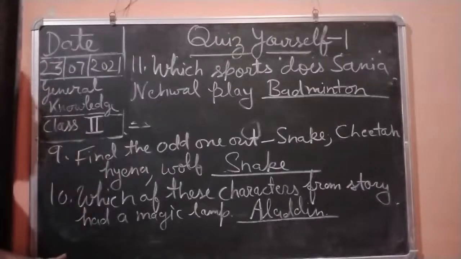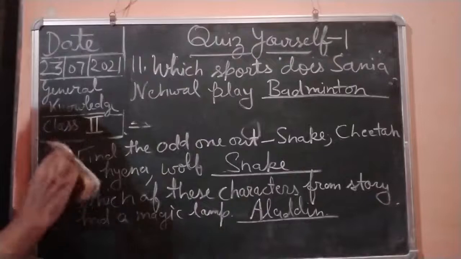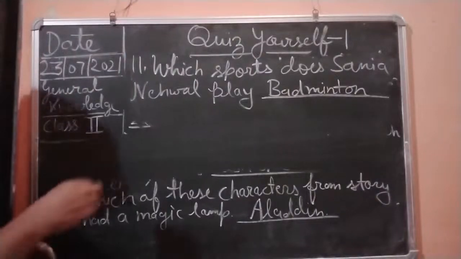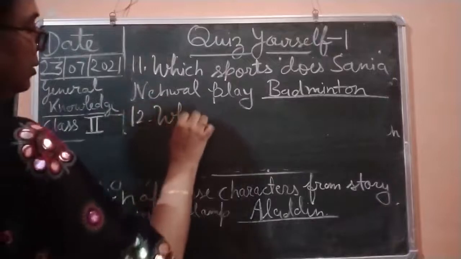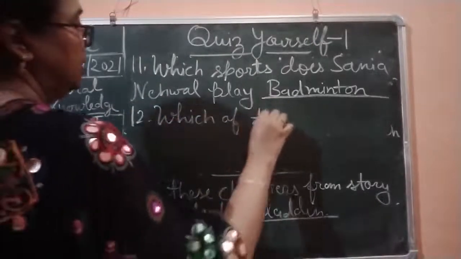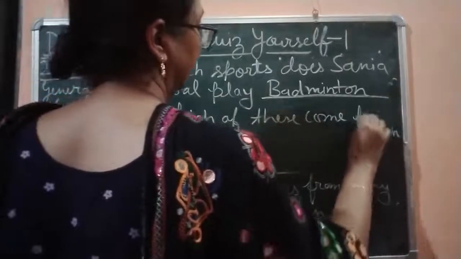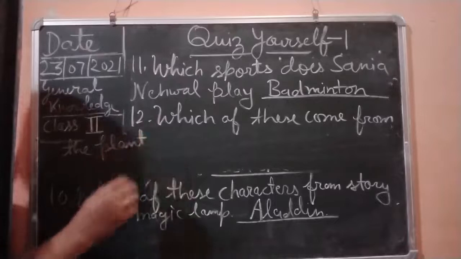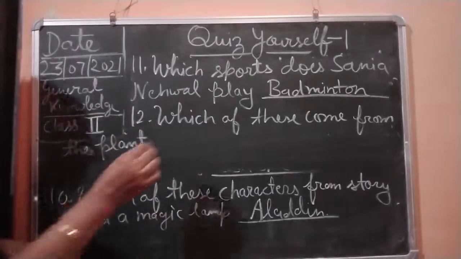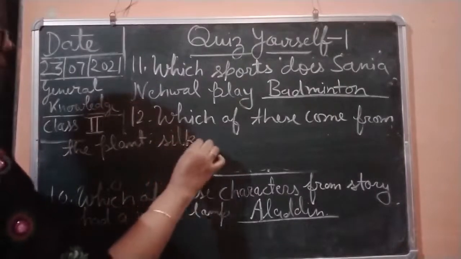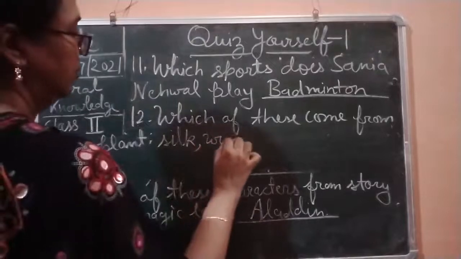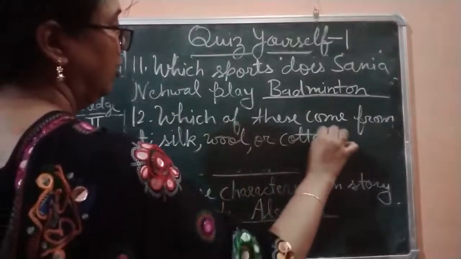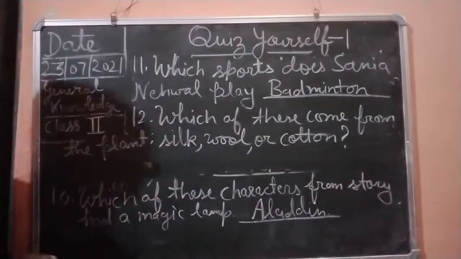Now we are moving to the question number 12. Okay, question number 12, we can see which of these come from a plant? Which of these come from the plant? Okay, come from the plant, that is silk, wool, or cotton. Or cotton, question mark.